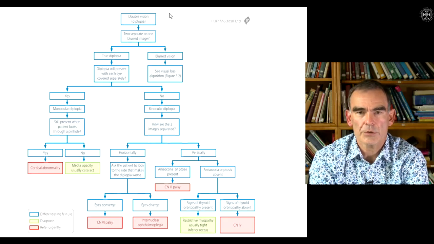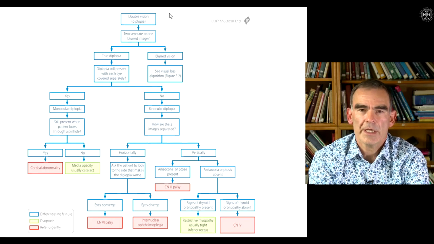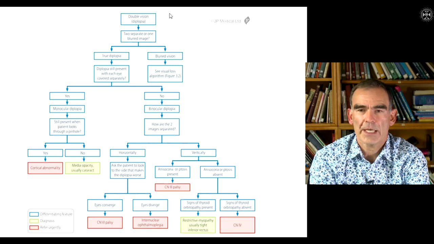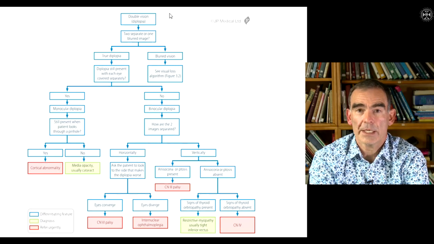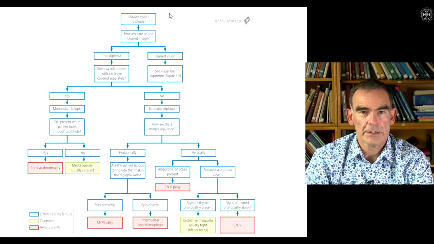We know that it's two separate images, but patients don't have any medical background, and sometimes they can use the terms interchangeably. So something simple like that, if you don't clarify it right at the start, you could be looking at a patient for the next 20 minutes trying to pick up some subtle eye movement problem and getting more and more harassed because you can't see it. But actually, you can't see it because it's not there, because the patient's simply complaining of blurred vision. So if they say, no, actually, doctor, it's one blurred image, then immediately you can go back to the visual loss algorithm.